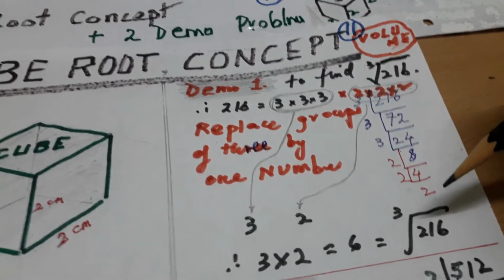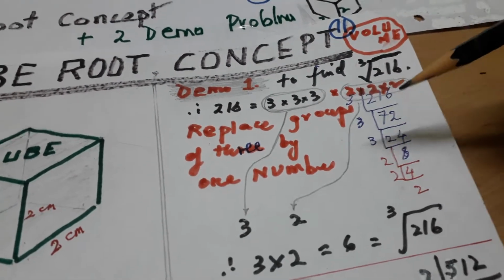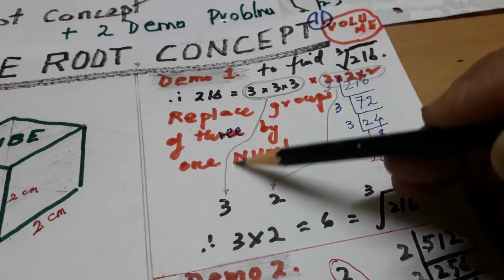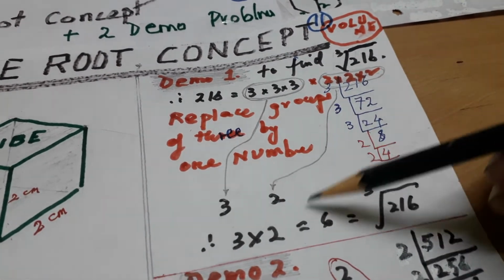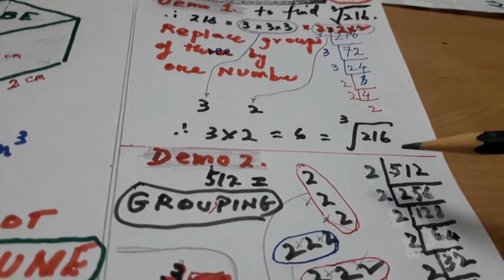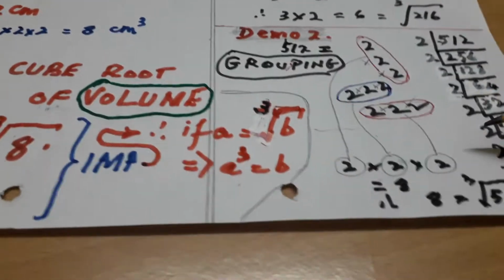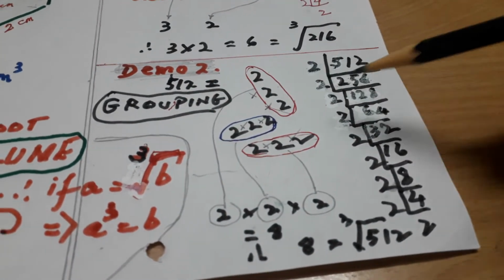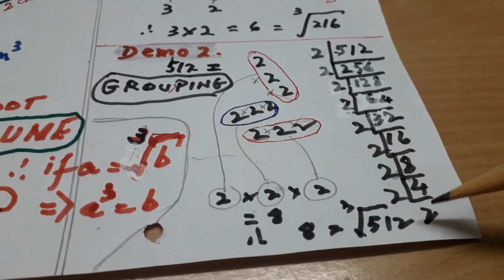Demo problem 1. I won't explain much. It's the same as the square root principle, but here you take it in groups of 3. For every 3 threes you take 1, 3. For all these 2's you take 1, 2. So 6 is the cube root of 216. Demo 2, 512. I think it's self-explanatory.